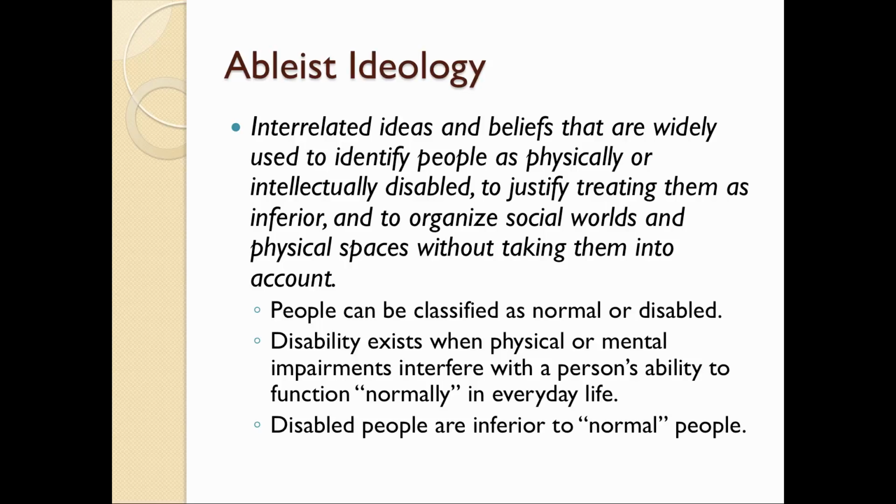Well, those 3 listing ideas would be: first, that people can be classified as normal or disabled. If you believe that, then that leads to discrimination against someone who is not able-bodied. Second, that disabled people are inferior to normal people. Hopefully we don't believe that in society, but there are people who do, and that leads to discrimination or different treatment of people who are not able-bodied. So the question asks you to list examples of an ableist ideology that lead to the discrimination of disabled people, and you would pull from this list here.